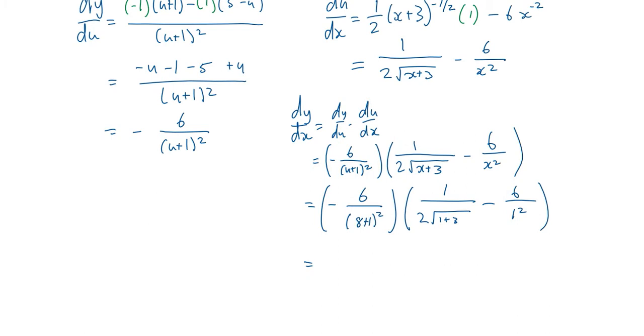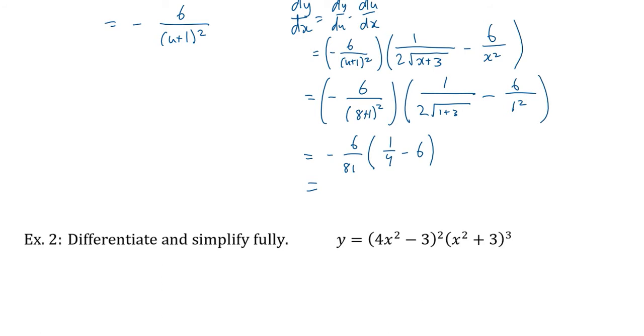So this is 9 squared, obviously. So this is 6 over 81 times 2 times 1 over 4 minus 6. And this ends up being negative 6 over 81 times negative 23 over 4. And that should work out to 23 over 54. Positive.